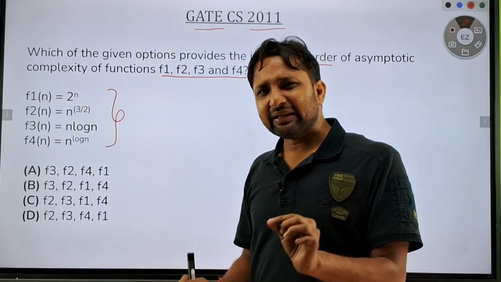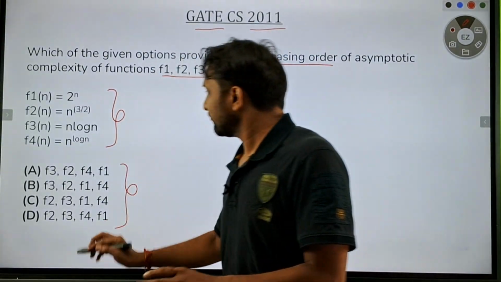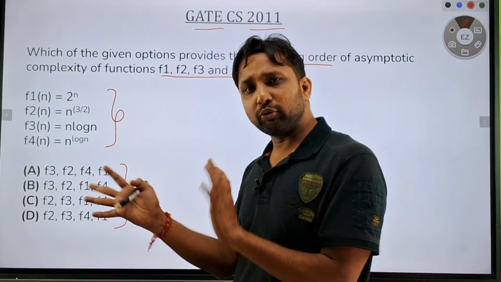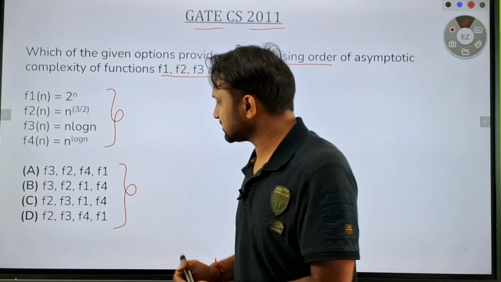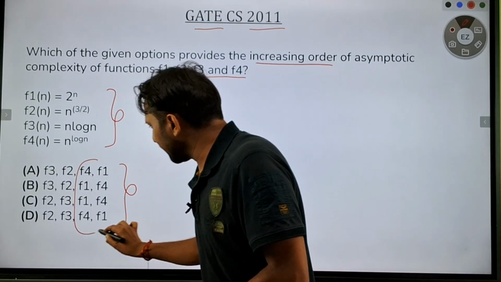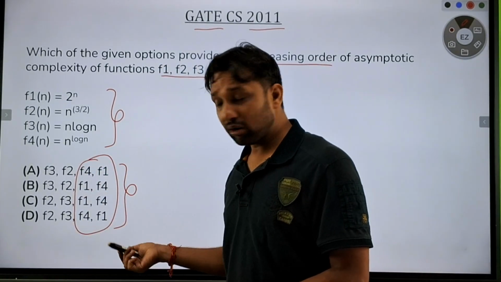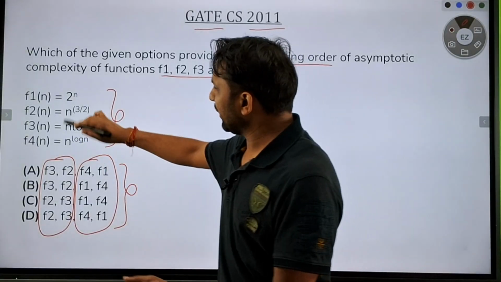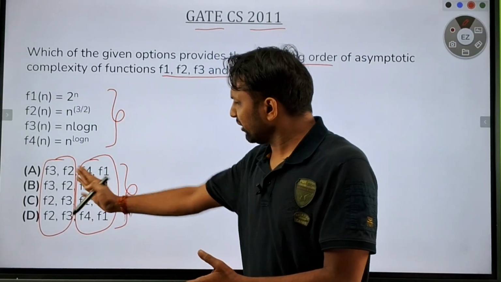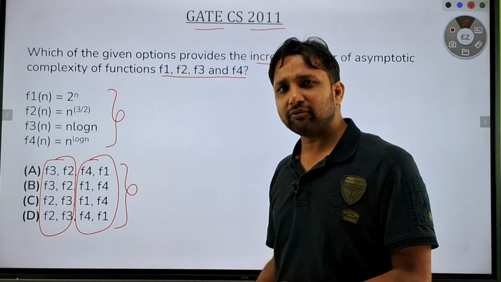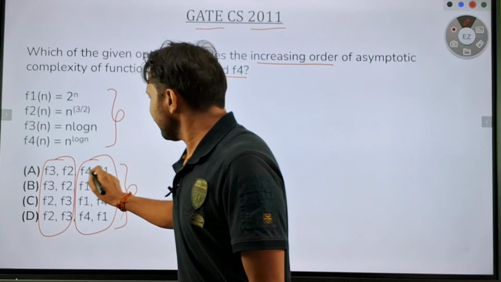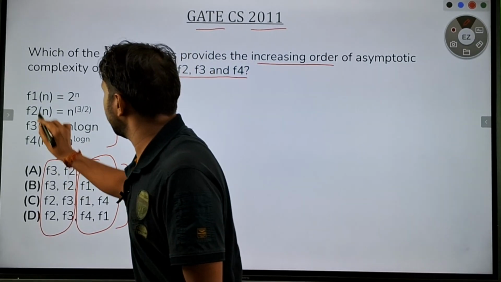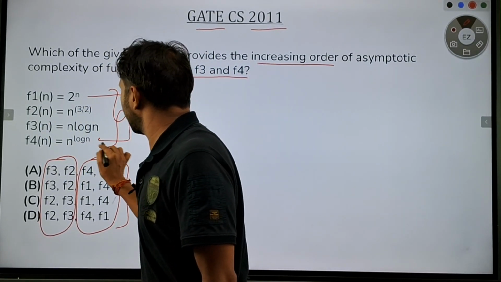So it's a better idea that you take the help of the options. When more functions are given, check in the options which you need to relate. If you see carefully in the options, you just need to compare f1 and f4 and f2 and f3. No need to compare every combination of functions. According to the options, you compare it, save your time. So f4 and f1, I want to see which one is greater, which one is smaller. So here is f1 and here is f4.